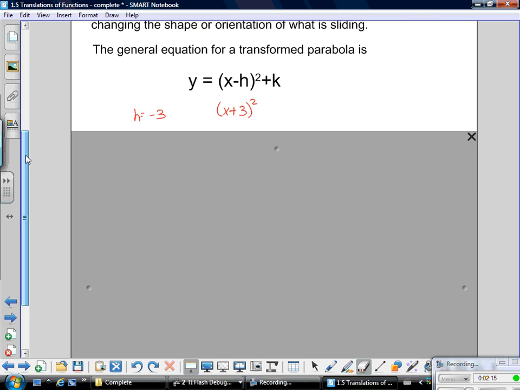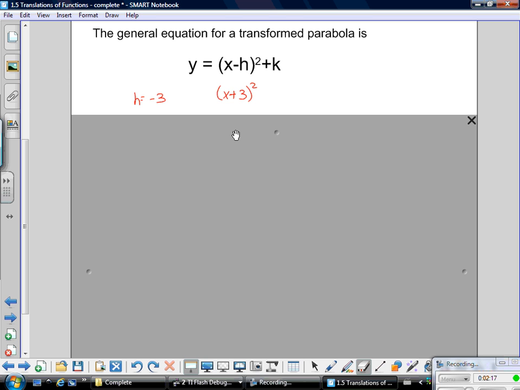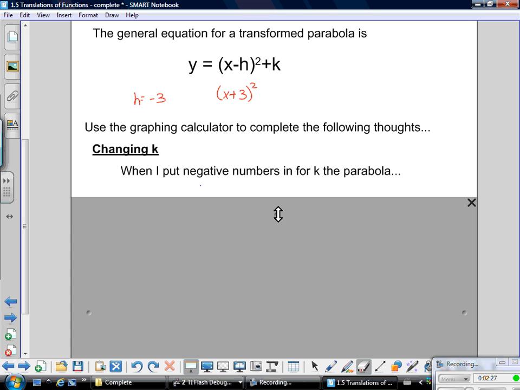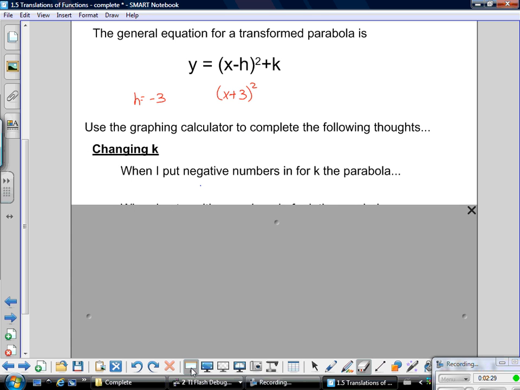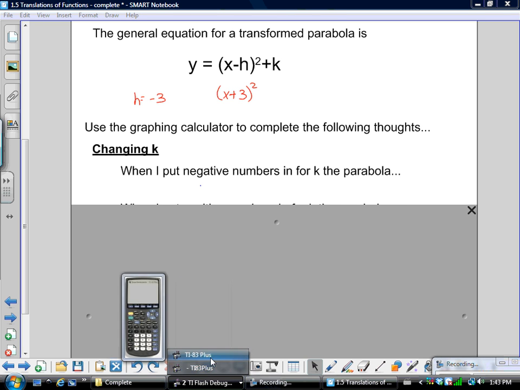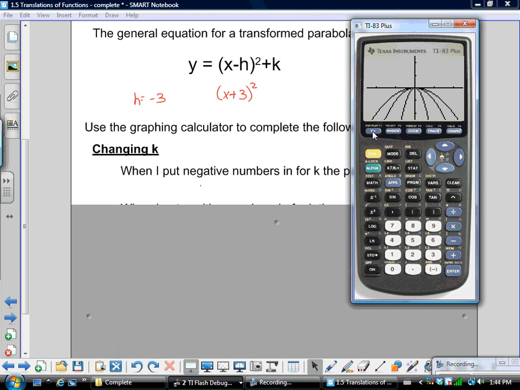Okay, so we're going to use the graphing calculator to complete the following thoughts. The first thing we're going to do is change the k. So what do you think happens when we change the k? Well, we're going to bring up the graphing calculator again. As I said, we spend a lot of time with that. And I'm just going to clear its memory. And we're going to start with our normal parabola. Okay, so there's our normal parabola.